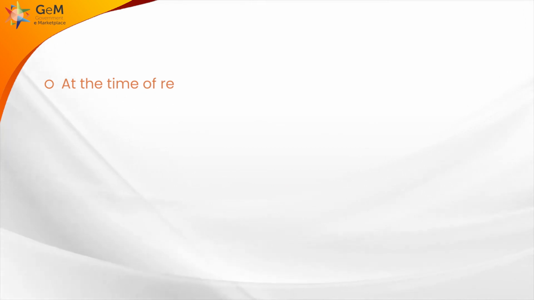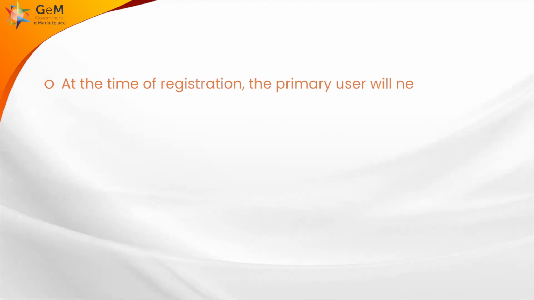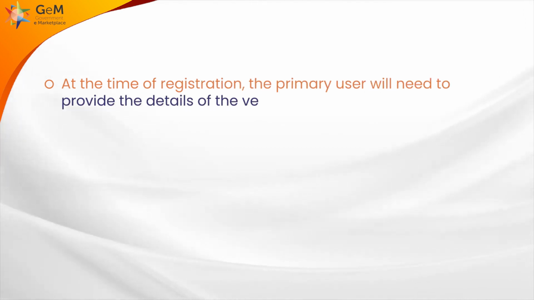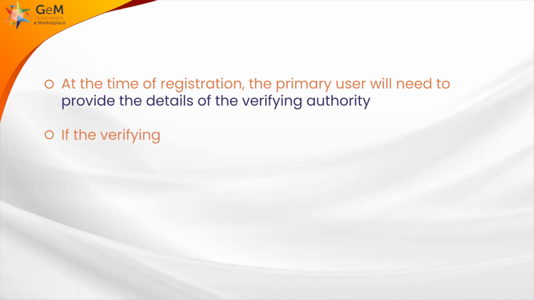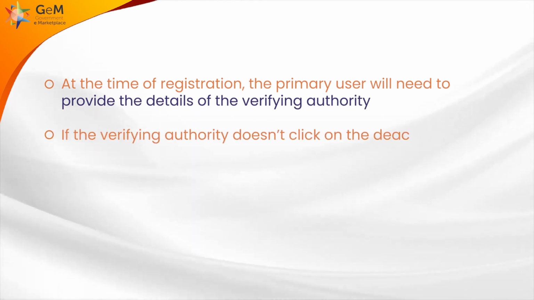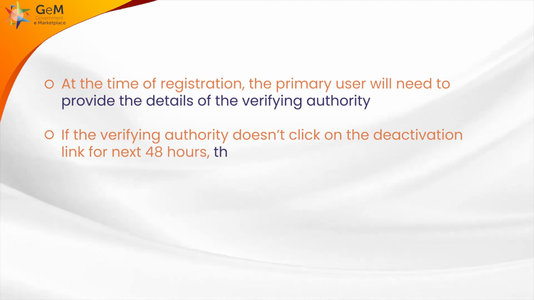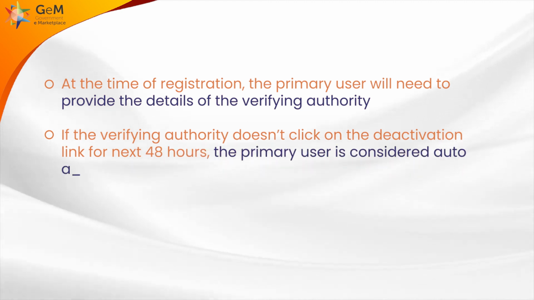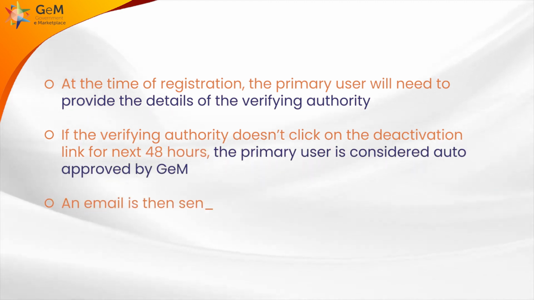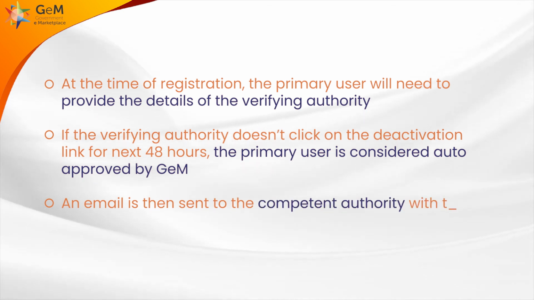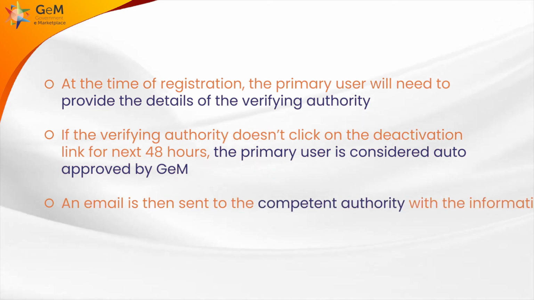At the time of registration, the primary user will need to provide the details of the verifying authority. If the verifying authority doesn't click on the deactivation link for next 48 hours, the primary user is considered auto-approved by GEM. An email is then sent to competent authority with the information about the approval.